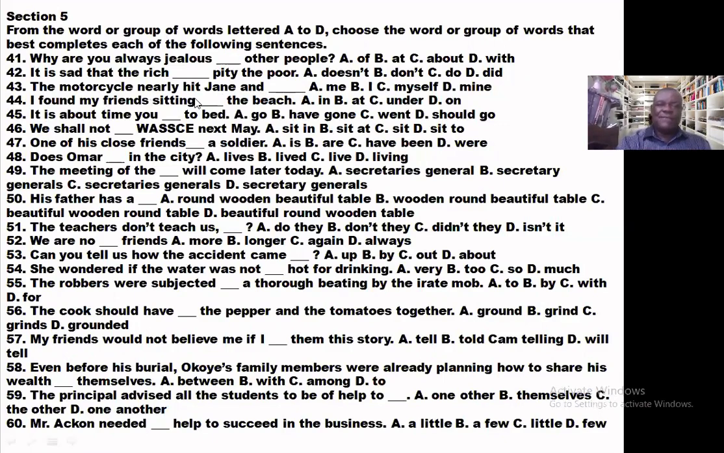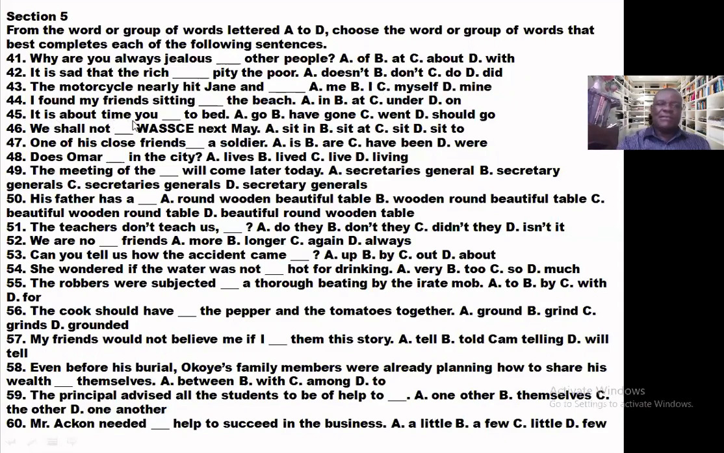44, I found my friends sitting dash the beach. A, in, B, at, C, under, D, on. Of course, the appropriate thing is on the beach. That's the preposition, on the beach, all right?